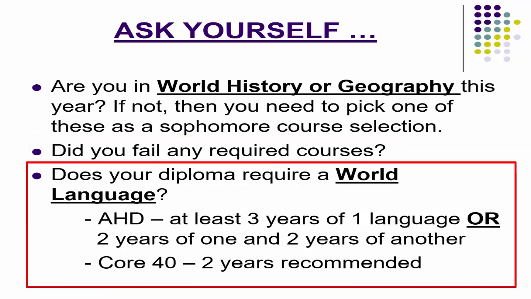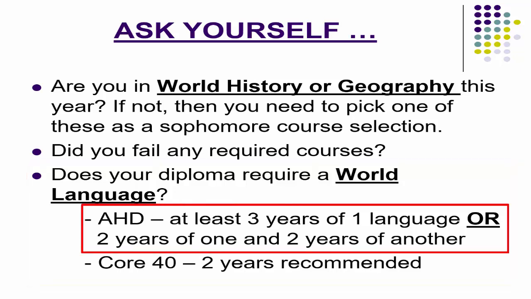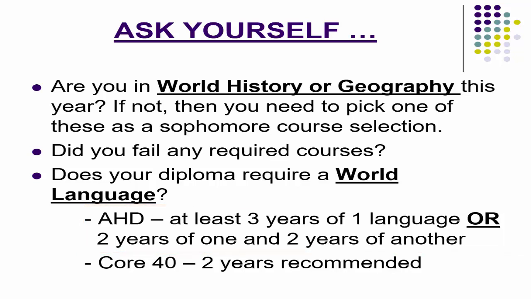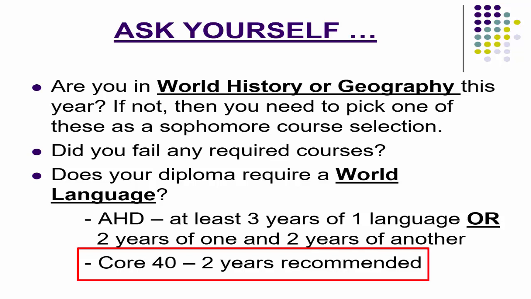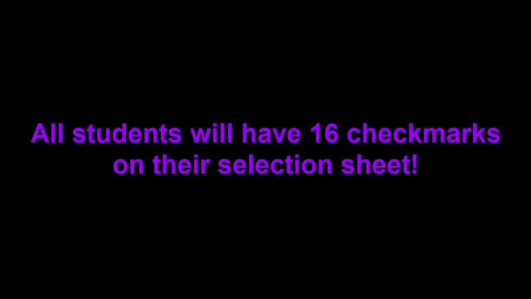Does your diploma type require a world language? If you want an academic honors diploma, then you need 3 years of a world language or 2 years of one language and 2 years of another language. If you want a Core 40 diploma, we recommend 2 years of a world language, as some colleges do require 2 years of a world language. Again, all students, whether attending periods 0 through 6, or 1 through 7, or 0 through 7, will have 16 check marks, just like a year ago.